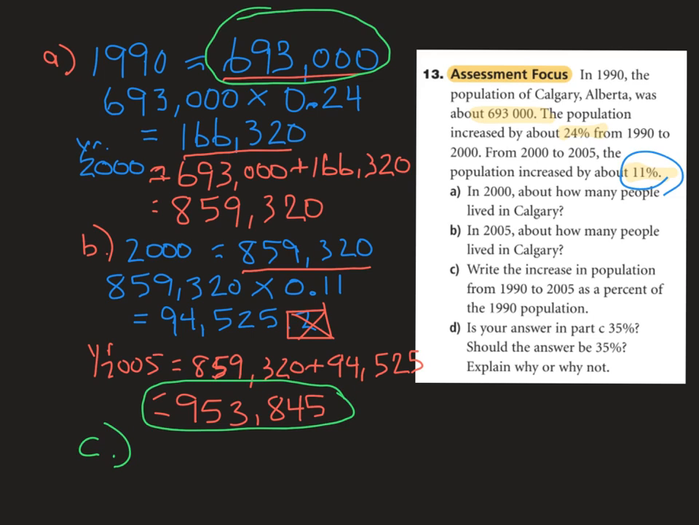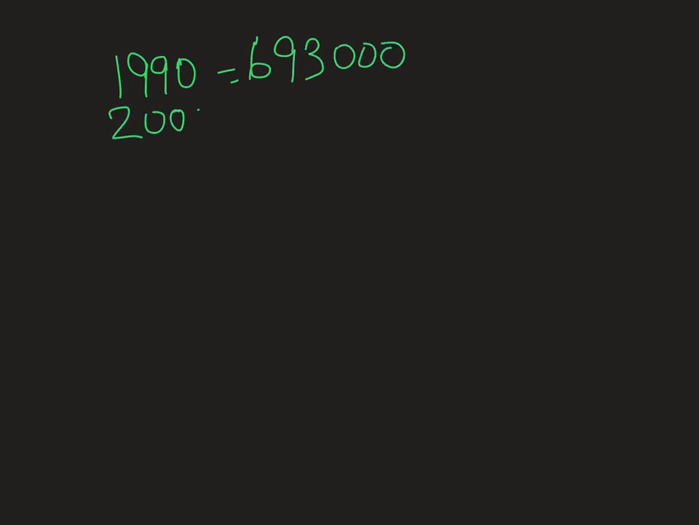So we've got 693 and 953,845. Okay, so I'm going to do this, and we've got to express it as a percent of the 1990 population. So we're looking at a percent. What is the percentage increase between those two numbers? We'll stay with green. Okay, so the 1990 was 693 and then the 2005 was this 953,845.